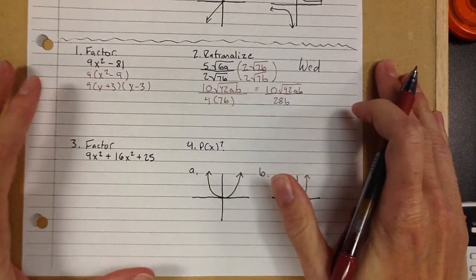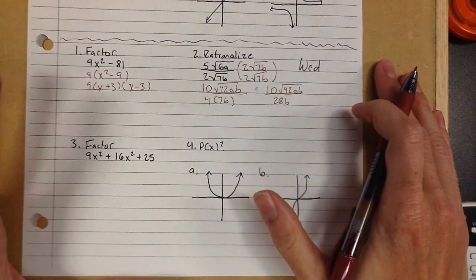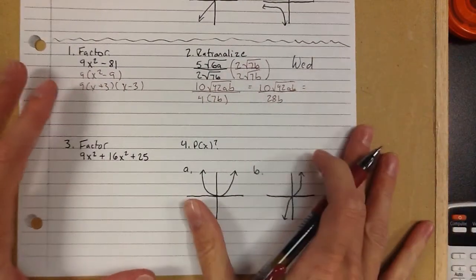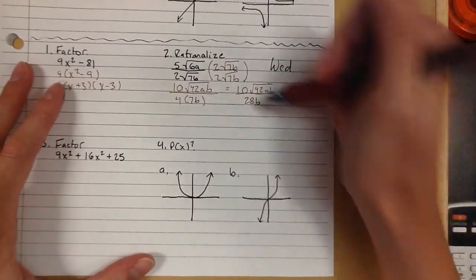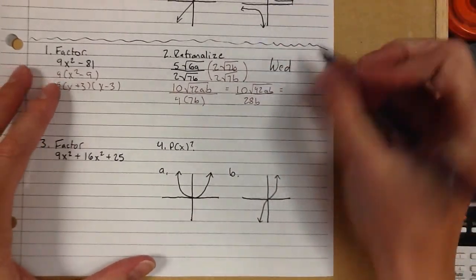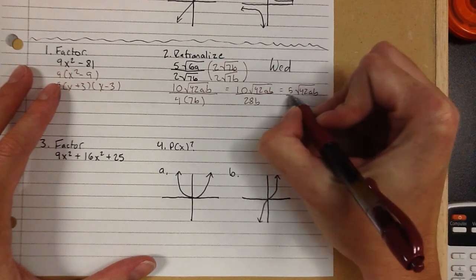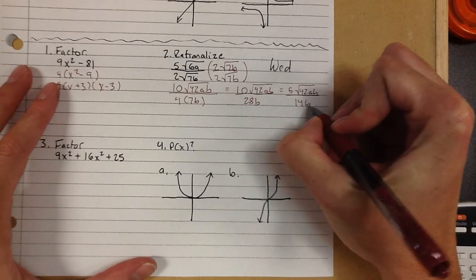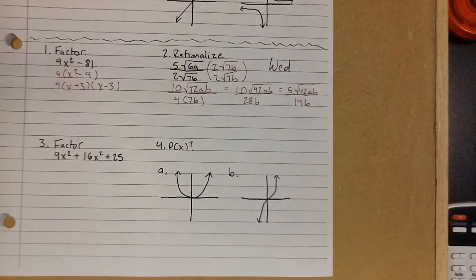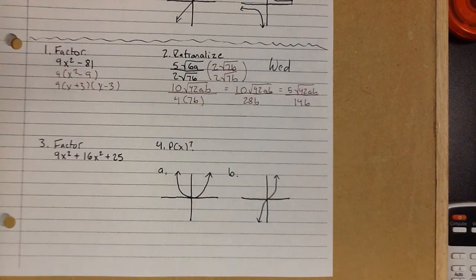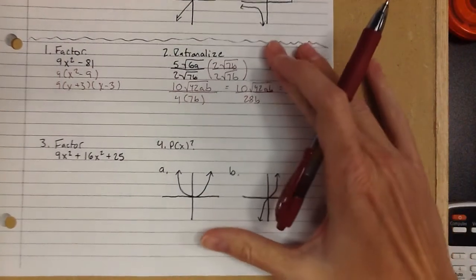Does that simplify? Does it reduce? Okay. I was trying to set you up there. Okay. So 2 goes into 10 and into 28. So I have 5 square roots 42ab over 14b. That's your answer. Do you have questions on how I got here? No? Yes? We're good? Okay.